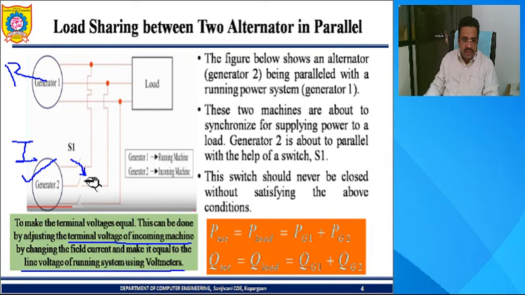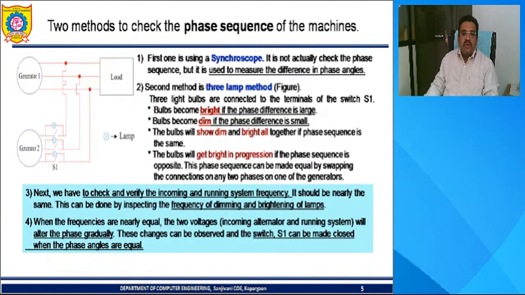So what will this do? Once it is connected in parallel, the power equations become like this. The power generated by generator 1 plus the power generated by generator 2 satisfies the load. Here P indicates active power and Q indicates reactive power. Because both are in parallel, the addition of these two happens. For making these two parallel, we have to go for the phase sequence, the most important thing.